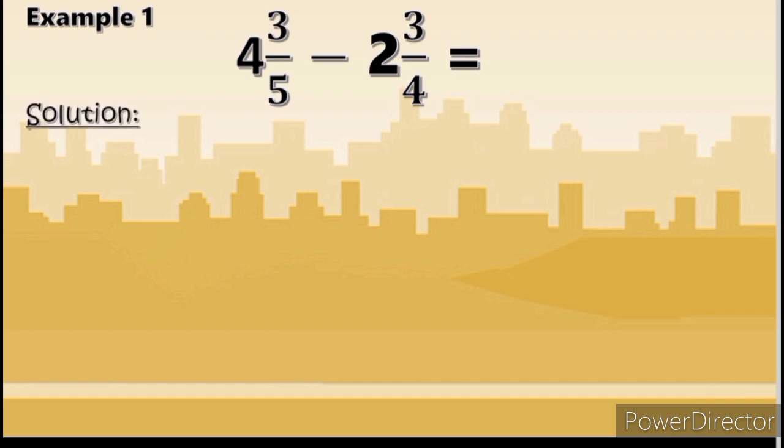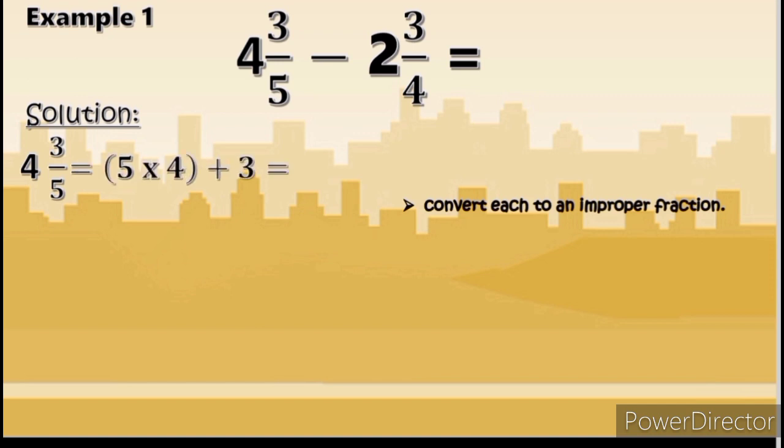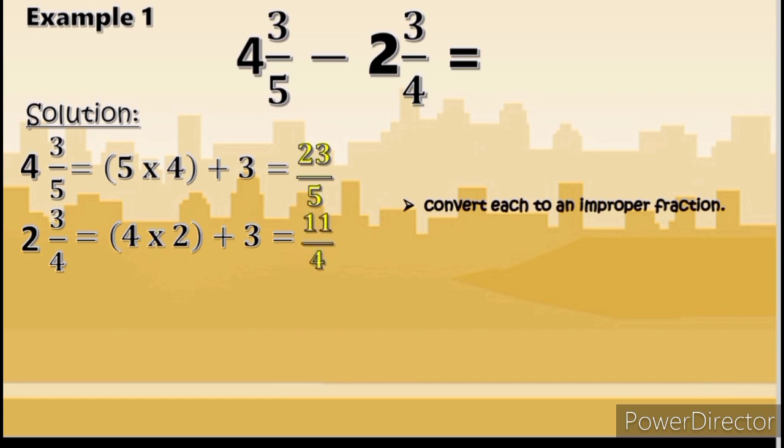Now for our solution, convert each to an improper fraction. 4 and 3/5, we have 5 times 4 plus 3. 4 and 3/5 will become 23 over 5. Now for 2 and 3/4, we have 4 times 2 plus 3. We have 11 over 4.